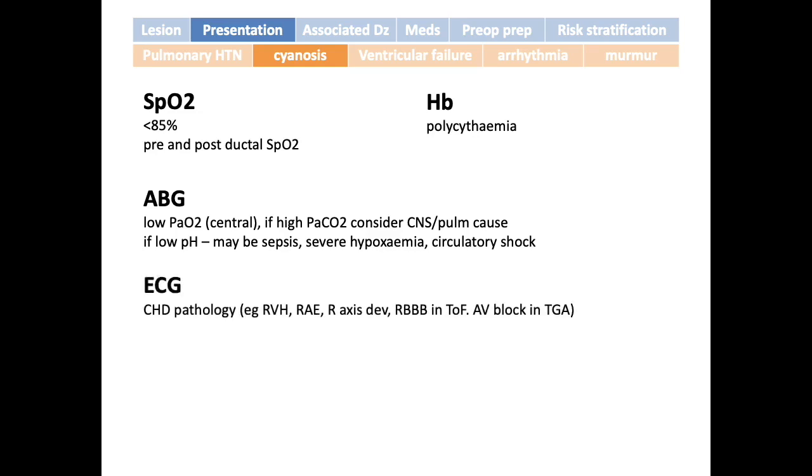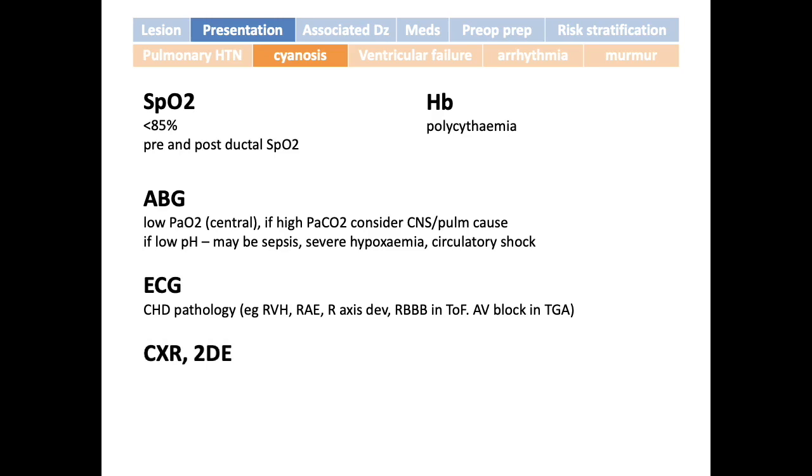On the electrocardiogram, the pathology of the congenital heart disease may be elucidated. Right ventricular hypertrophy manifests as right axis deviation and tall R waves in right-sided leads, as well as P pulmonale waves which indicate right atrial enlargement. Tetralogy of Fallot may have the wide QRS and RSR' waves of right bundle branch block, and transposition of the great arteries would show an atrioventricular block.